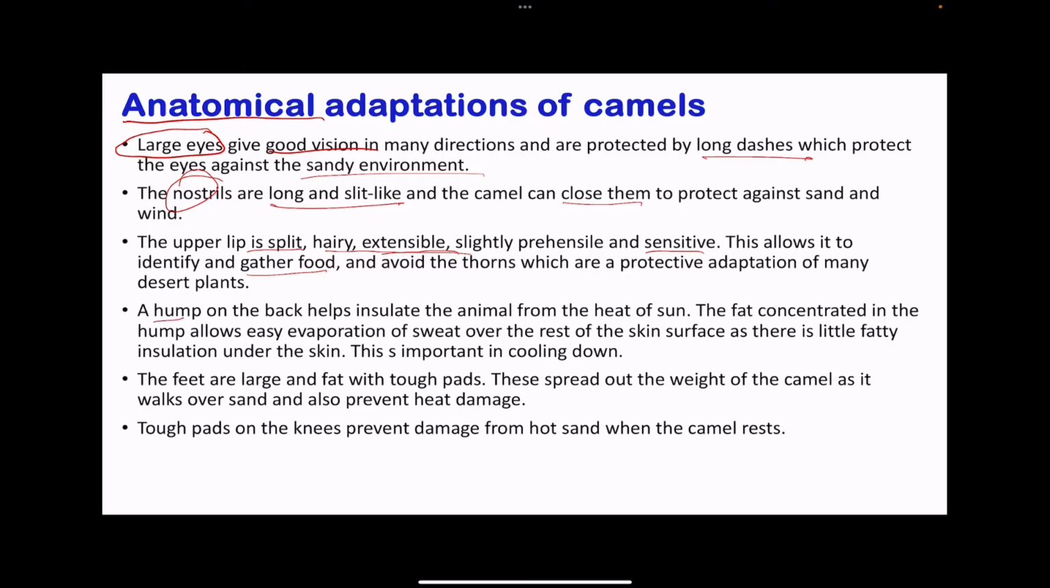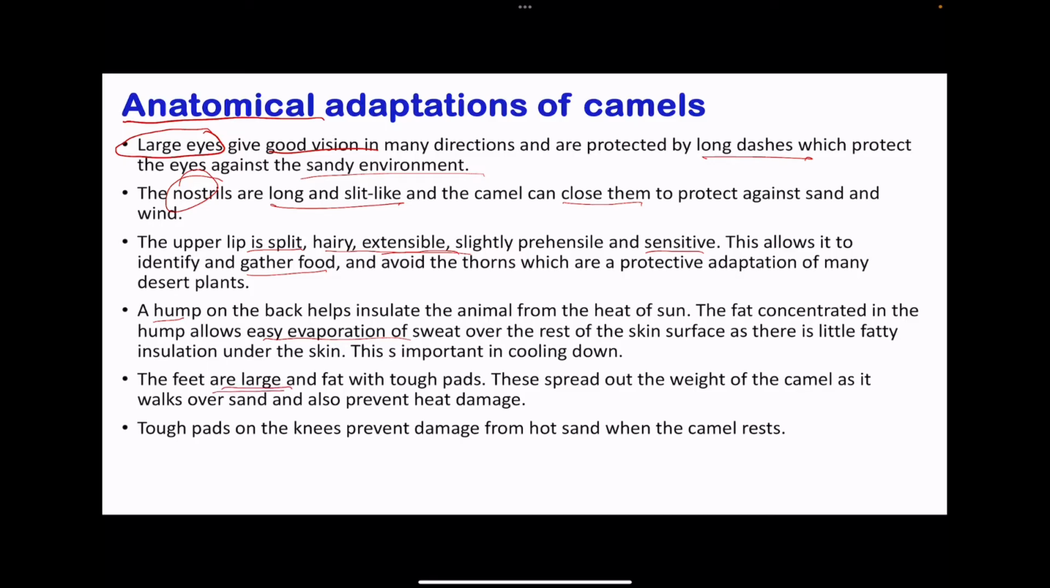Camels do have a hump at the back which contains fat, and this acts as an insulation against the heat from the sun. The fat concentrated inside there allows for easy evaporation of sweat over the rest of the skin surface, meaning there is going to be little fat insulation in other areas of the skin. So it's going to cool easily.